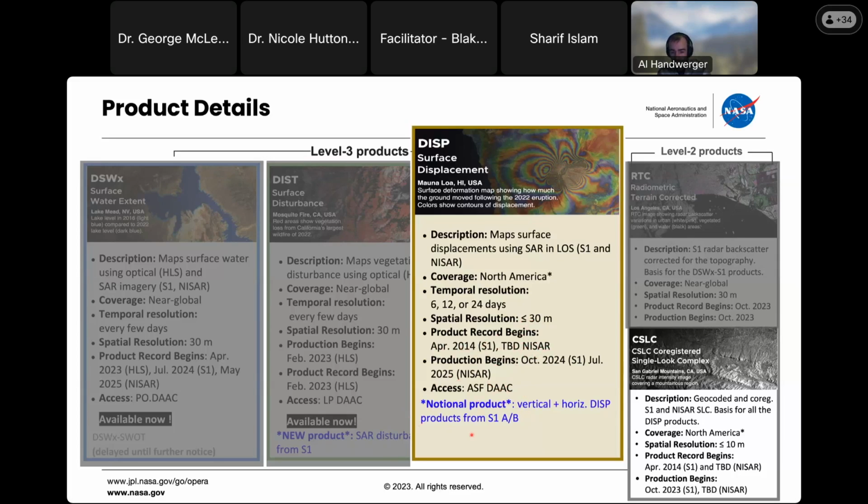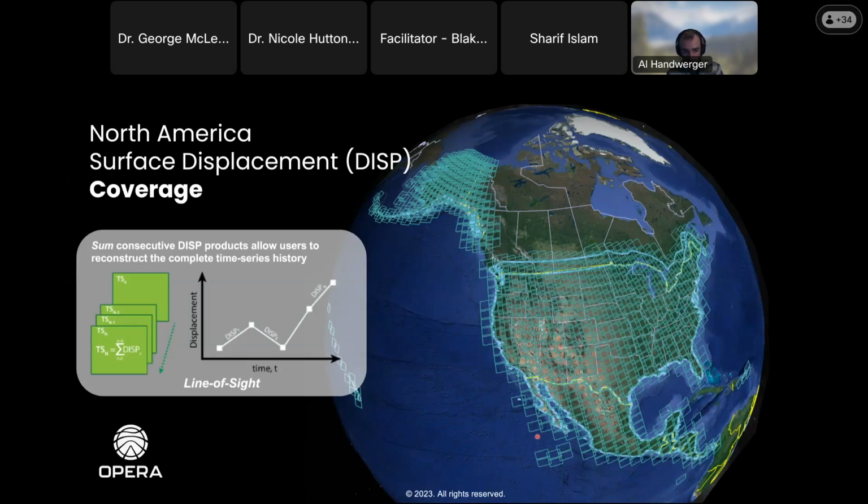I also want to mention that as a result of this year's Satellite Needs Working Group, there's a new notional product that was selected, and that's actually to take the displacement maps that we're going to be generating, which are only one-dimensional in the line of sight, and convert them into vertical and horizontal displacement products. This is not yet fully hashed out, but it is something to look forward to in the future.